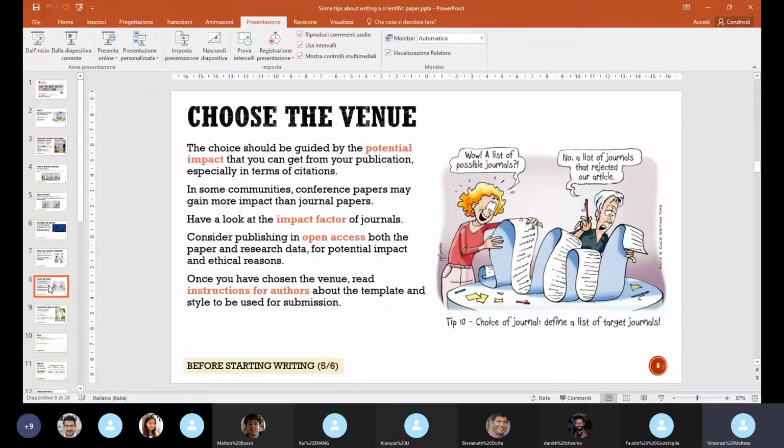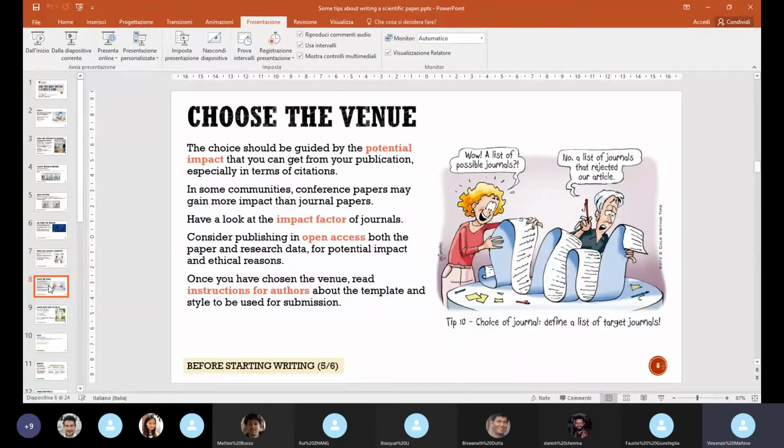Within a certain community, then it's time to think about a specific venue. As I said, a specific journal or a specific conference. And you have to select the venue according to some multiple factors. So for instance, the most important one is the potential impact that you may get from your paper.